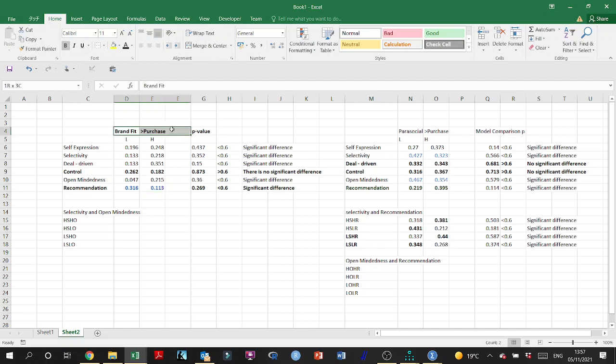Those who are very low on recommendation, as you can see here, the brand could tolerate a lower brand fit, because the effect of brand fit on purchase intention for the highly recommendation-driven millennials has a lower effect than that of the low recommendation. Okay, so we probably don't need any of that. The only thing that we need is this one, and that would be it.